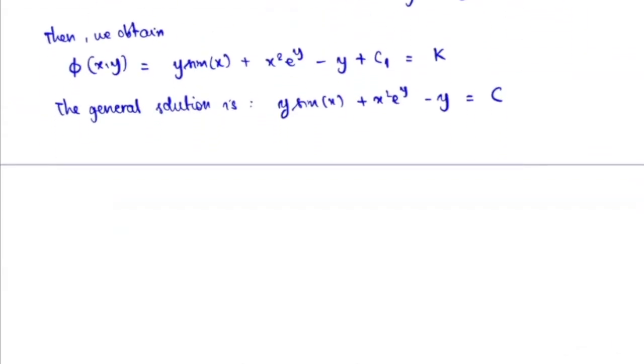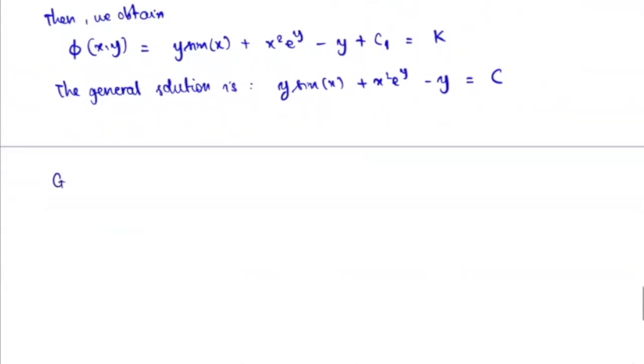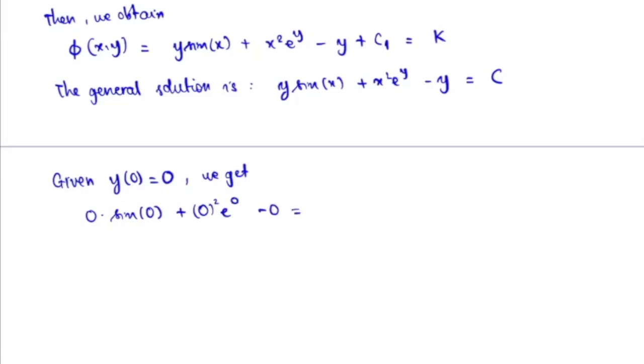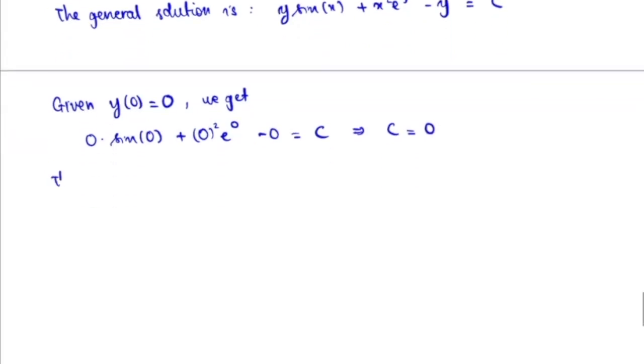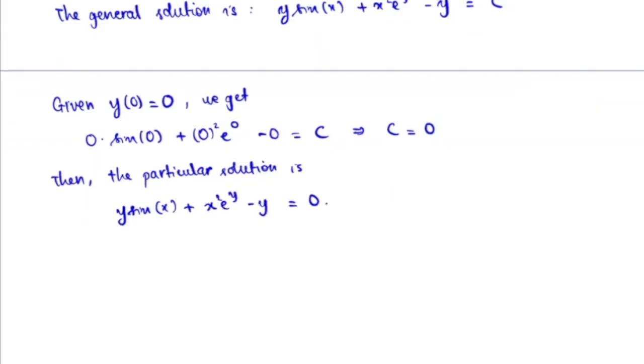The initial condition in this case is y of 0 equal to 0. So given y of 0 equal to 0, that means x equals 0, then y equals 0. We get that 0 times sine of 0 plus 0 squared times e to the 0 minus 0 equals c. This implies that the constant c is equal to 0. Then the particular solution is y times sine of x plus x squared times e to the y minus y equal to 0. So this is the particular solution that we're looking for.